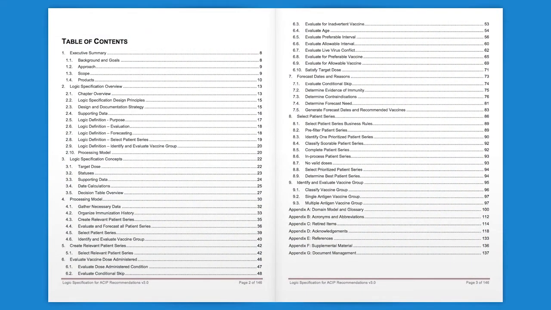So, what can you find in the Logic Specification? The Logic Specification provides an overview of the document design and contents, highlights important concepts such as target dose and how to read a decision table, and outlines the general CDS engine steps necessary to generate an evaluated history and forecast.